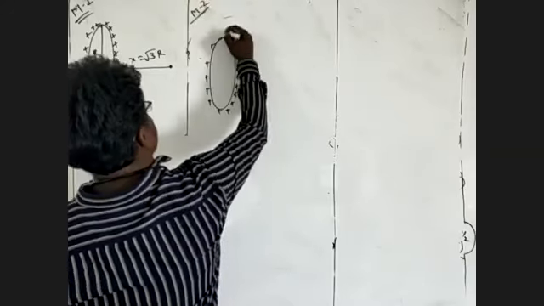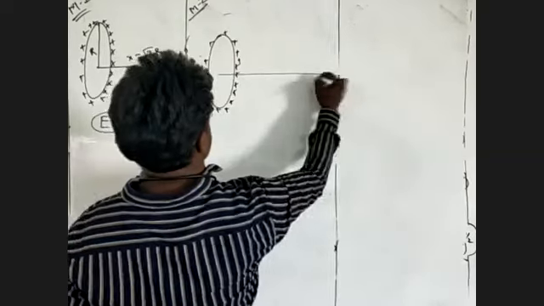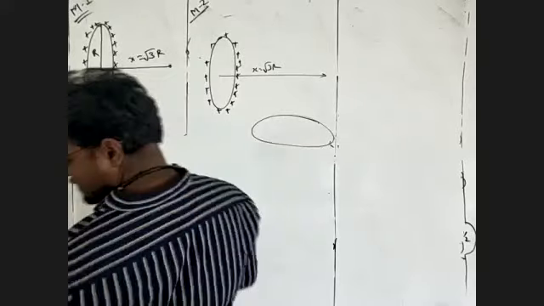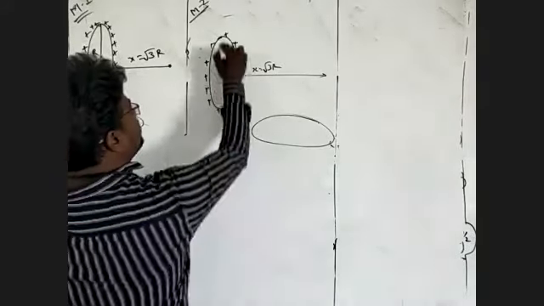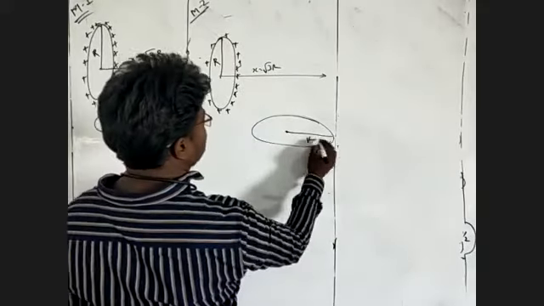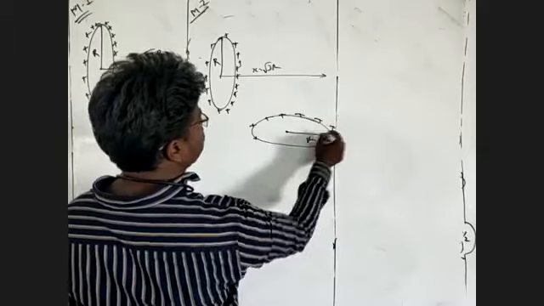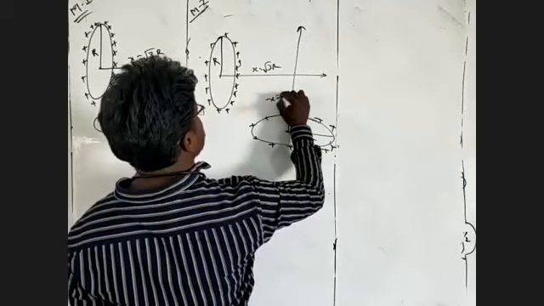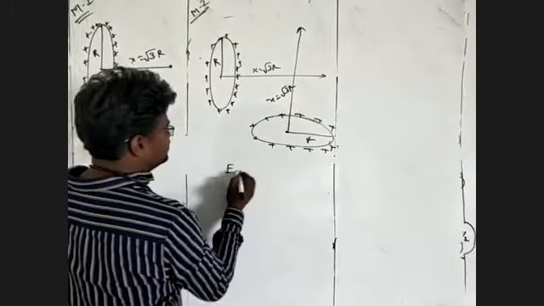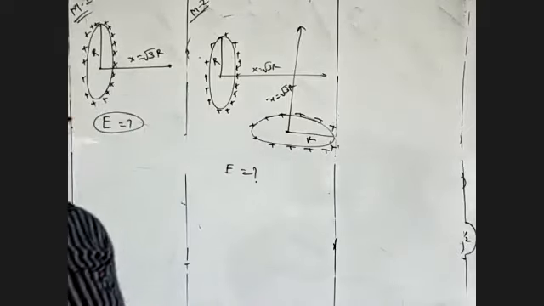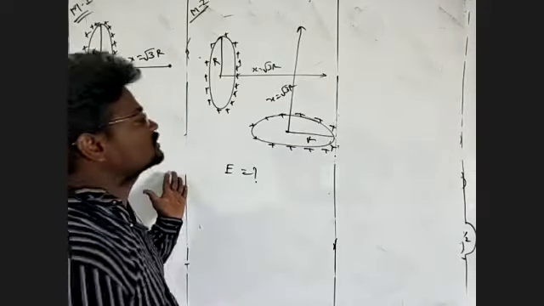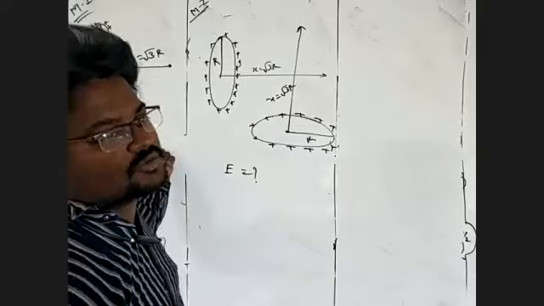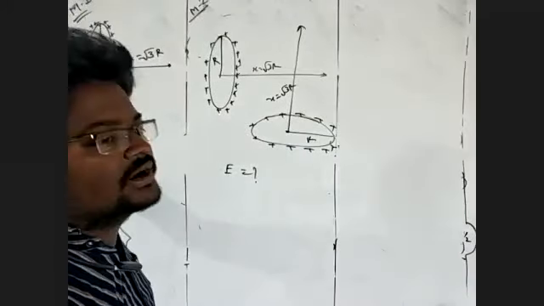Model number 2. This is x is equal to root 3 r, radius r, positive charge. So find the electric field. This is model number 2. These are competitive exam questions. This is question number 1, so we have to find out the electric field.